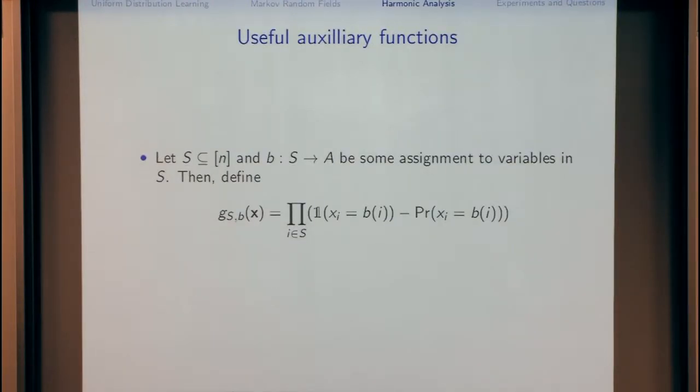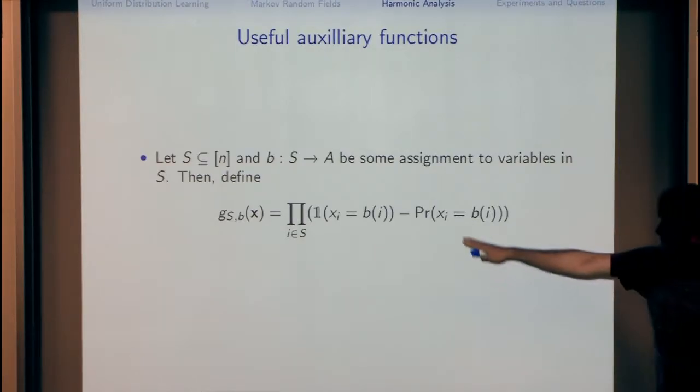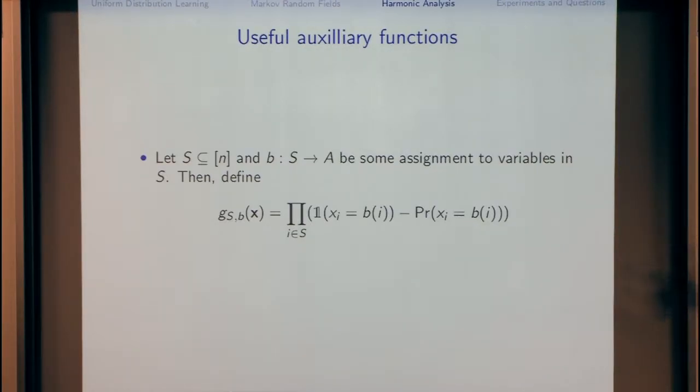So far I've not said what this function g is or should be. I guess one can come up with lots of functions. So here's a candidate function that we thought of: I fix some subset of the variables, and for those variables I fix an assignment, and then define this g sub S b, which is just this quantity here, the indicator of whether xi actually takes that value minus the probability that xi takes this value. And again, this function shouldn't be surprising.